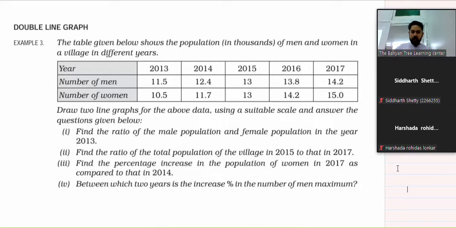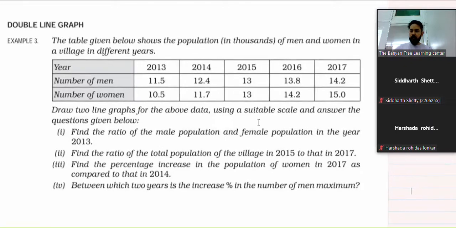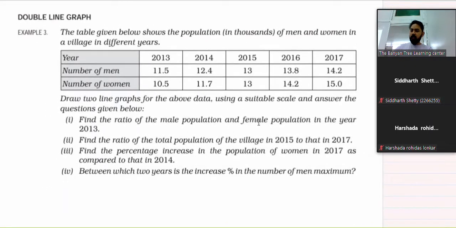Okay, so the next topic is double line graph. In a double line graph, you have two quantities to compare with each other. Like here in this question, they have number of men and number of women to compare. That is to compare the population of number of men and number of women with year. So year is one constant parameter with which you are comparing the two quantities, that is number of men and women.